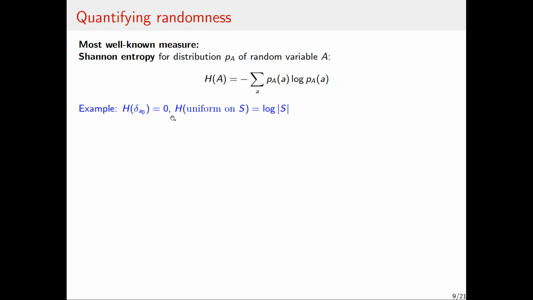You see here, it has the natural properties you would want. If A is deterministic, if it always takes a specific value A0, then the Shannon entropy is 0. Otherwise, on the other extreme, if I have something which is uniform on a set S, then the Shannon entropy gives you log S.